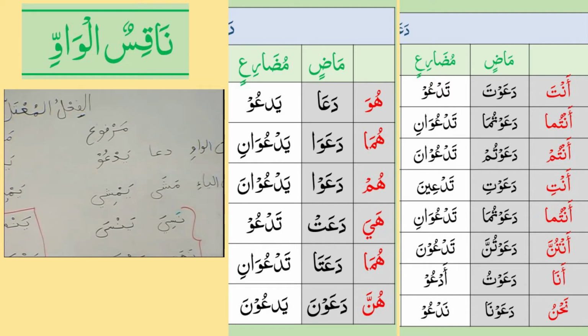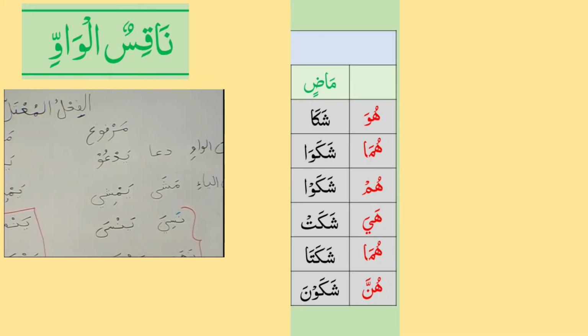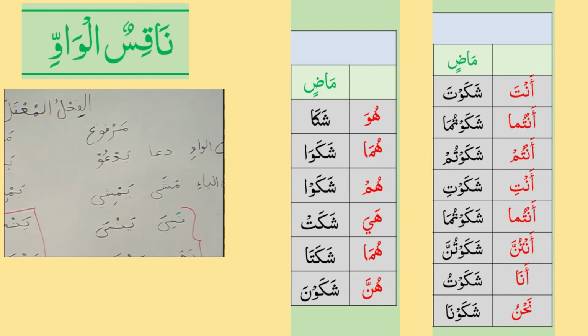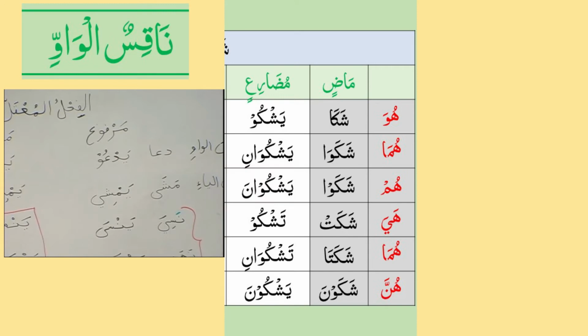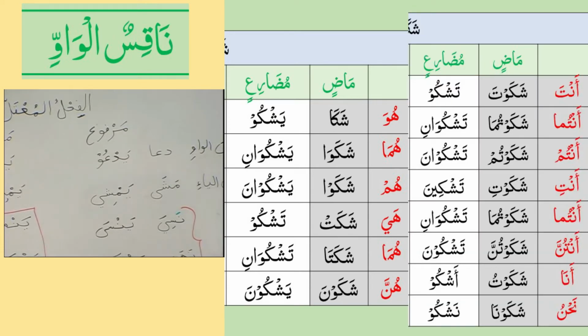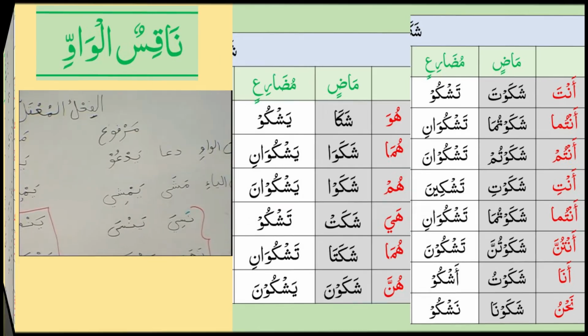One more we'll do, shaka, just for the sake of practice. Shaka, shakawa, shakau, shakat, shakata, shakauna, shakauta, shakautuma, shakautum, shakauti, shakautuma, shakautunna, shakautu, shakauna. See how easy it becomes, brothers and sisters. And then yashku, yashkuvani, yashkuna, tashku, tashkuvani, tashkuna, tashkina, tashkuvani, tashkuna, ashku, nashku. Everything from your mind, brothers and sisters.